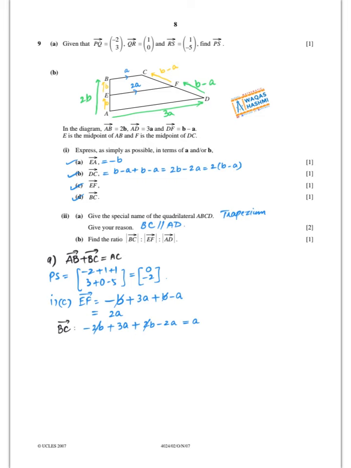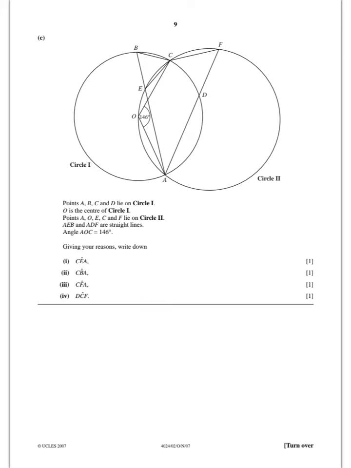Find the ratio of BC, EF, AD. So for the B part, we need to find out the ratio of BC, the ratio of EF, and the ratio of AD. So we have the vector of BC, it's A, ratio 2A, ratio 3A. If you apply the magnitude working formula, it will be the same. So that's why I'm not going to apply it here. It cancels, so the leftover is 1 ratio 2 ratio 3. That is your answer.